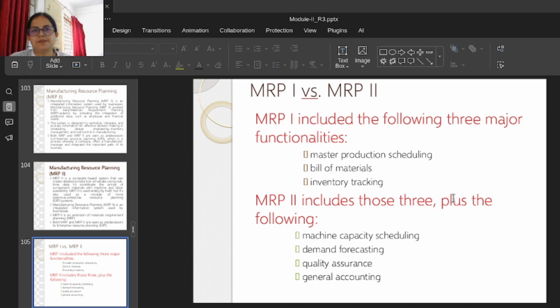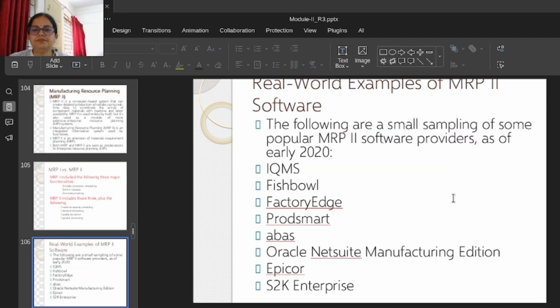MRP1 includes master production schedule, bill of material, inventory tracking. In MRP2, more things are added, like capacity of the machines, machine sequencing and scheduling, demand forecasting, quality assurance, general accounting. All these things are added to manufacturing resource planning. So these are the softwares normally we use for MRP2.